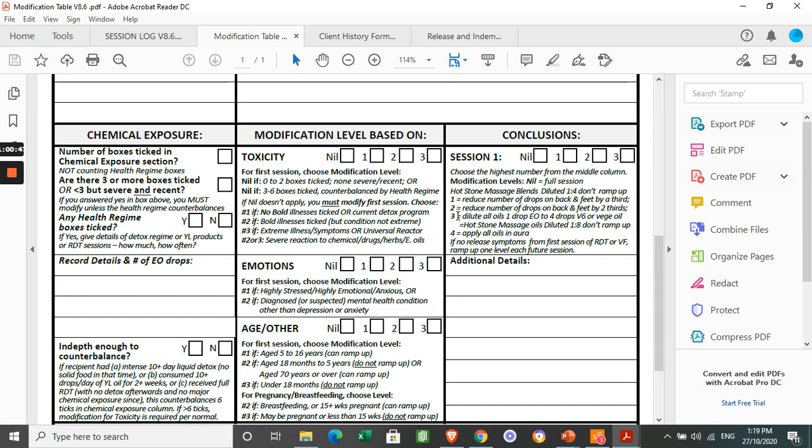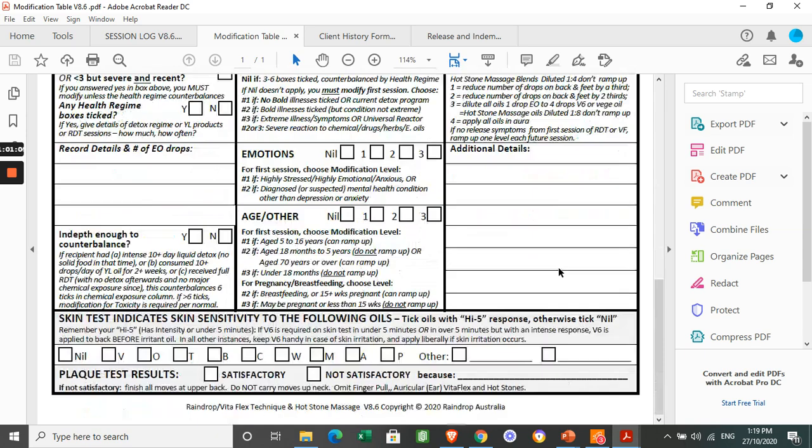In Hot Stone, if they come out at a level 3, they are always going to have their massage oil blends diluted 1 to 8. And if they come out nil, level 1 or level 2, then in Hot Stone massage, their massage blends will always be diluted 1 to 4. Any further additional details can be recorded here.